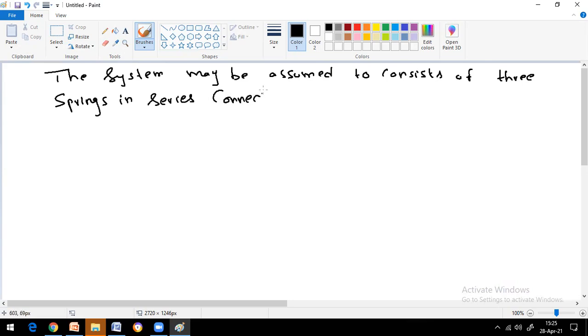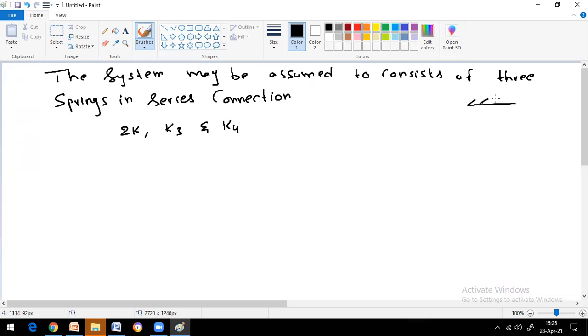Why do I have to consider 3 springs which are in series? As I told you, K3 and K4 are in series. I can consider K1 and K2 as the same stiffness, and K3 and K4 also have the same stiffness, but they are connected in series. So here you need to consider 2K as one stiffness, K3 as another stiffness, and K4 as another stiffness.